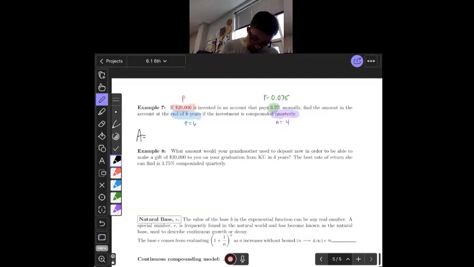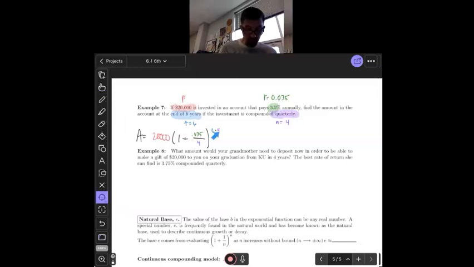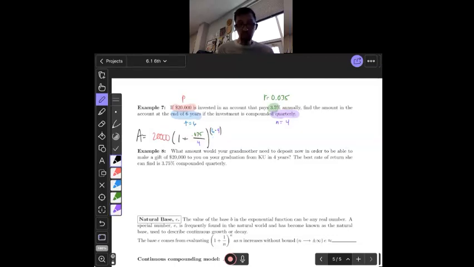So A equals our principal, 20,000, times 1 plus 0.035 over 4, all to the 6 times 4 power. So you just need to be careful how you type this in. You can either do that math in your head, or as you type it in, make sure you put parentheses around that. So I'll go ahead and type it that second way.